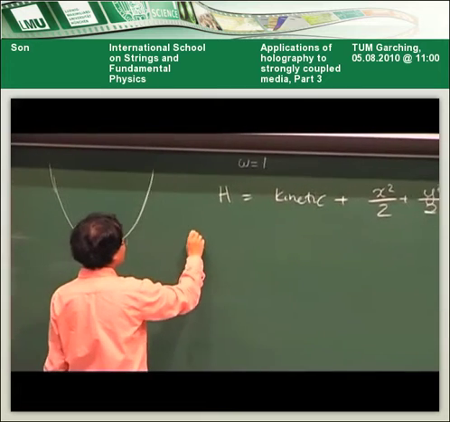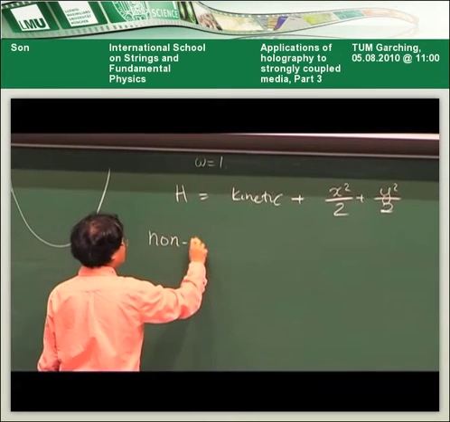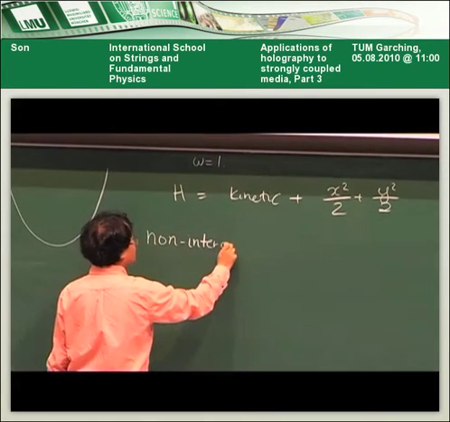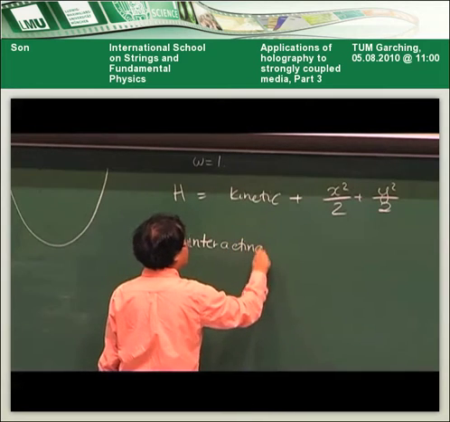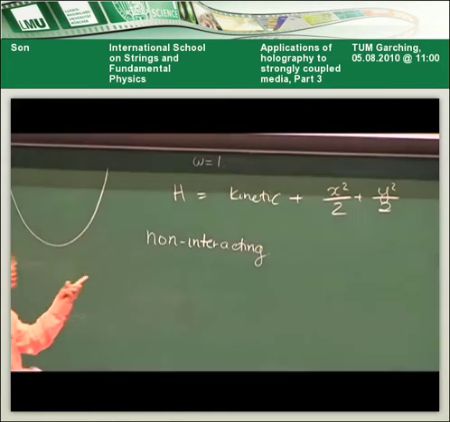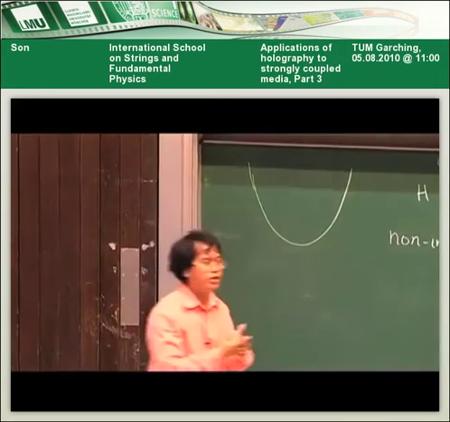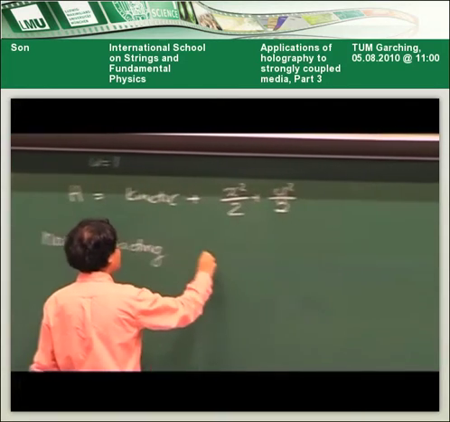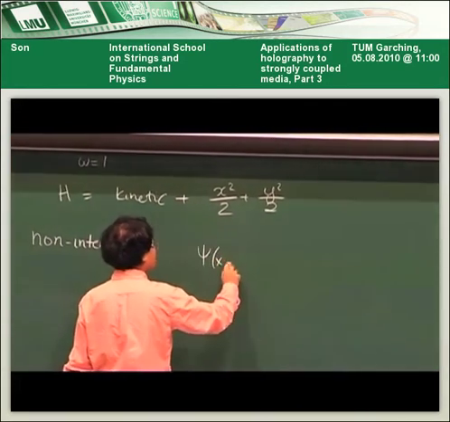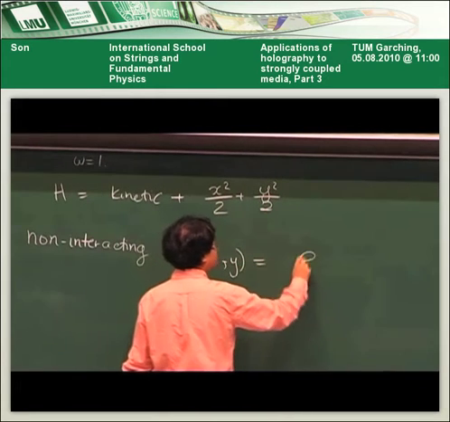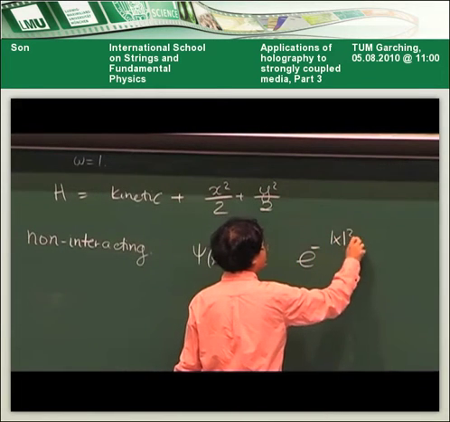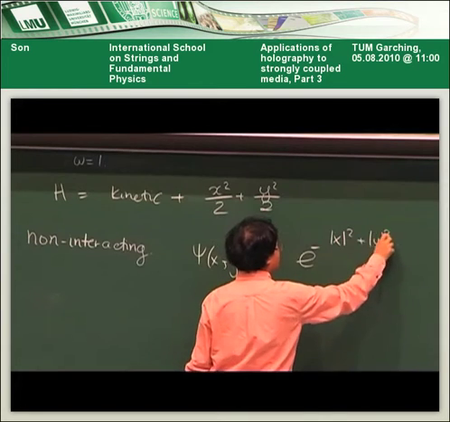So in the case of non-interacting particles, we have one fermion with spin up, another with spin down. They can be both in the ground state. The ground state wave function is just e to minus (x squared plus y squared) divided by 2.